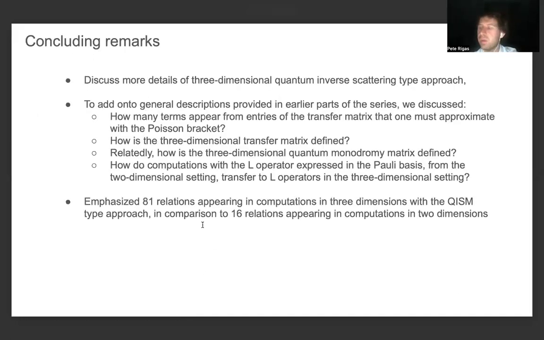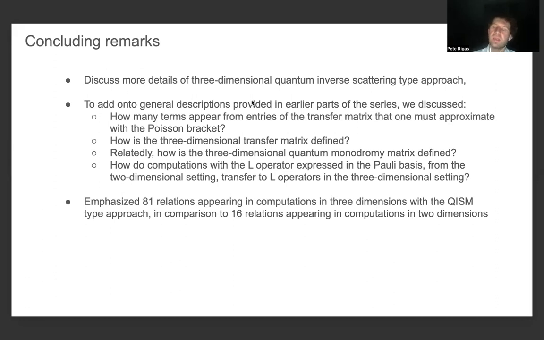And so the concluding remarks that we wanted to close out with for this presentation of the series is that we discuss more details on the 3-dimensional quantum inverse scattering type approach. And to add on to general descriptions provided in earlier parts of the series, we discuss how many terms appear from entries of the transfer matrix that one must approximate with the Poisson bracket, and how the 3-dimensional transfer matrix is defined. Relatedly, how is the 3-dimensional quantum monodromy matrix defined?